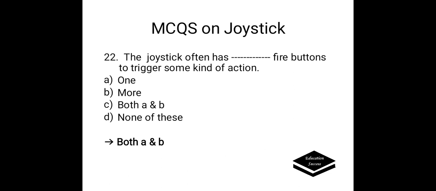The joystick often has dash fire buttons to trigger some kind of action. Options are A. 1, B. More, C. Both A and B, D. None of these. Correct answer is both A and B. The joystick often has one or more fire buttons to trigger some kind of action.